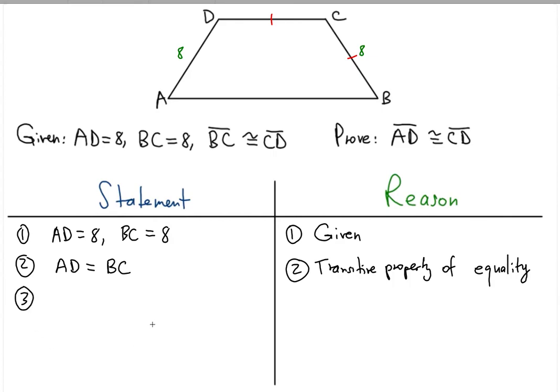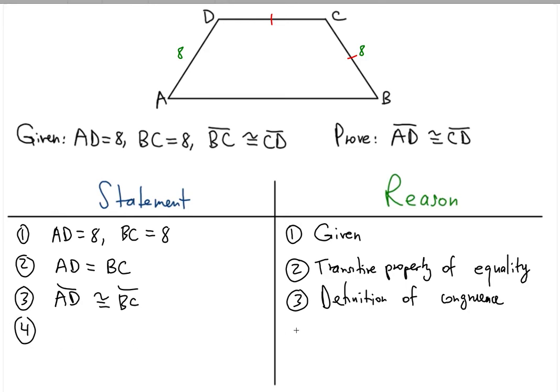Okay, so now we're heading there, right? So AD is equal to BC. Now we know that AD must be congruent to BC. Okay, so if the lengths are equal to each other, then they must be congruent. All right, and this is the statement. And the simple reason for that is the definition of congruence.